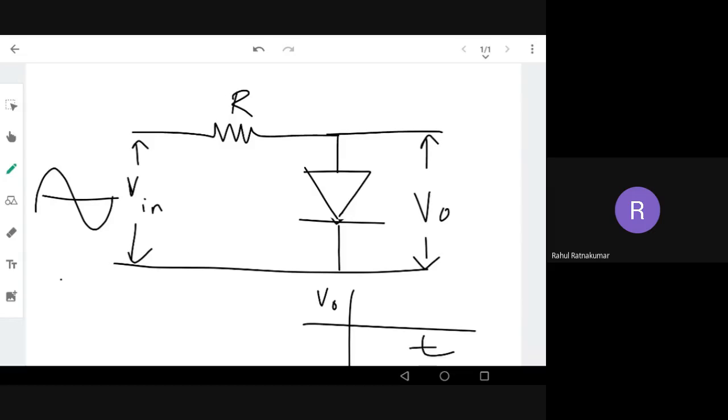This is the first thing. If you know this, if you're able to understand this, you can draw everything from this on, right? So yesterday we had discussed this and we got some output like this. How do we analyze this? First, what we thought: in the positive half, what will happen?